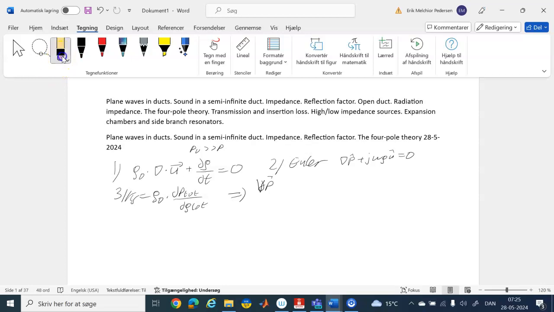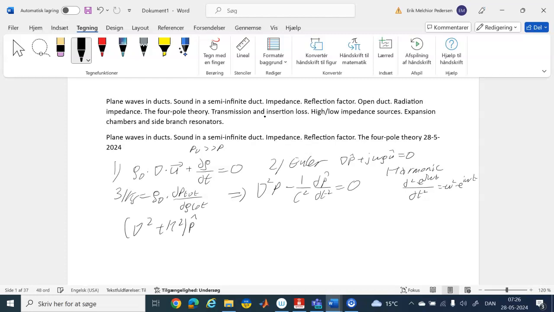All those combinations give us the wave equation, or maybe I should write it like this. Yes, and also use the notation for the pressure. For harmonic signals, the double derivative of e to the j omega t is the same as minus omega squared times e to the j omega t. We get the Helmholtz equation, equal to 0, for harmonic signals. We use them over again.